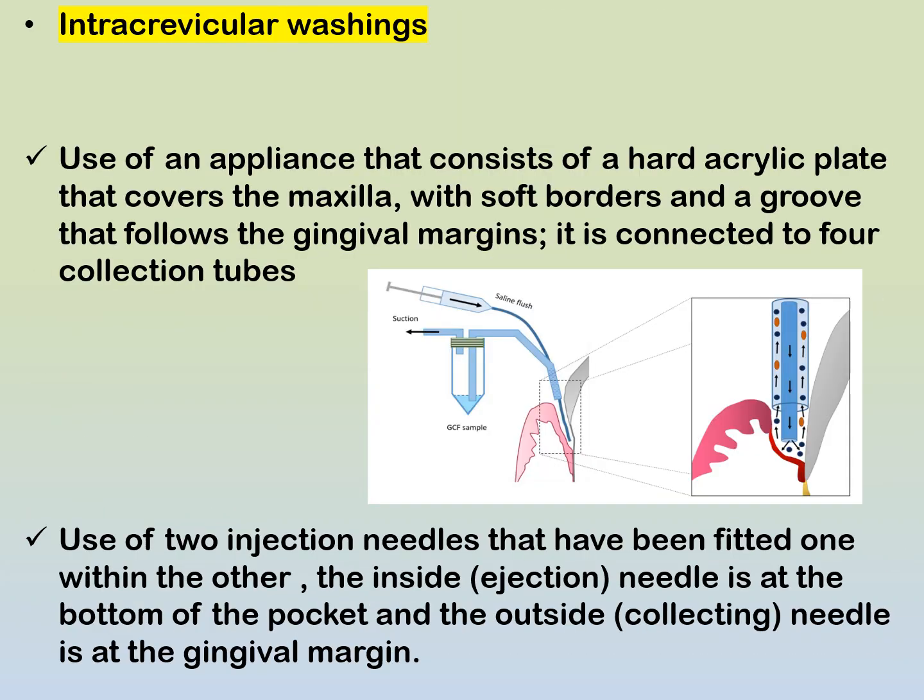The last method used for GCF collection is intracrevicular washing. For this, we can either use an appliance that consists of a hard acrylic plate covering the maxilla with soft borders and a groove which follows the gingival margins, and it is connected to 4 collection tubes. The next one is the use of 2 injection needles that have been fitted one within the other. The inside needle is at the bottom of the pocket and the outside needle is at the gingival margin, which is used to collect the GCF.